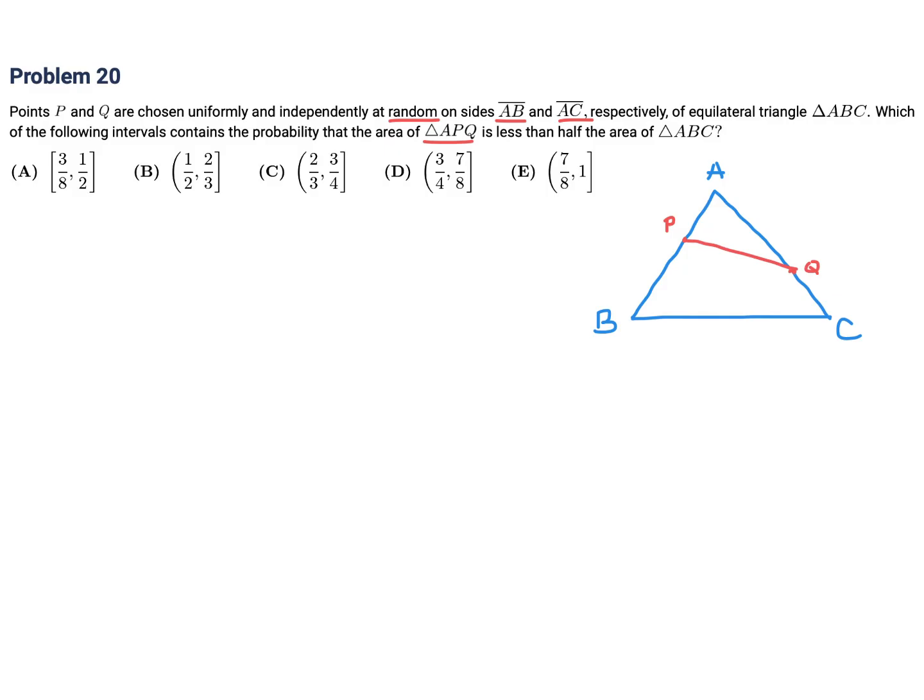And then what they're saying is, let's just call this area A, and let's call this area B, I guess. So what they're really saying is, what is the probability that the area of APQ, which in this case I've represented by A, is less than half of ABC. So ABC is the full A plus B, and then divide by 2 to get half. Now, that's really what they're saying mathematically, if you take their sentence and convert it to an inequality, I guess.